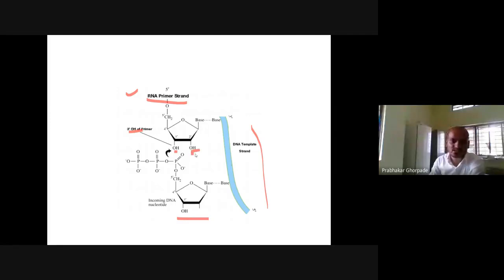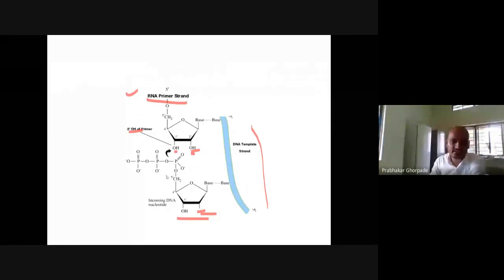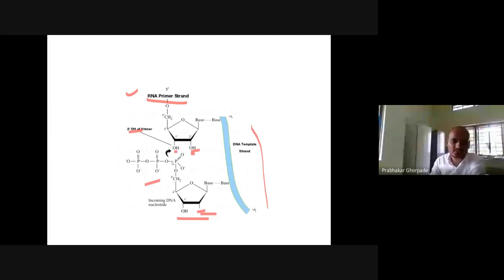The OH is present at the second carbon position of the pentose sugar, and this one is a deoxy. The OH isn't present. So this dNTP is added on this one. The bonds get broken, this phosphate joins with the 5' CH2, and the phosphorus will bind with the 3' OH group of this existing RNA primer strand.